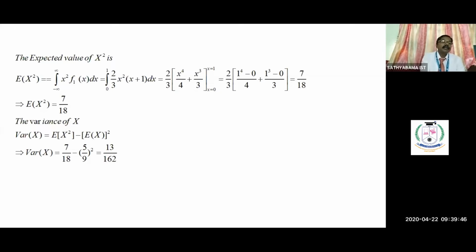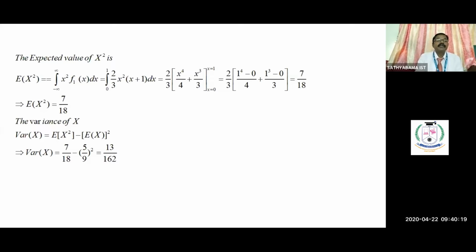Look at the second line, that is the integral from minus infinity of x square f1(x) dx. That is integral 0 to 1, 2 by 3 x square times (x plus 1). That x plus 1 is nothing but the marginal function. 2 by 3 is constant. x into x square is x cube. When you are integrating, it is x power 4 by 4. The same way we can substitute the upper limit. Upper limit is 1, so 1 power 4 minus lower limit 0, so 1 minus 0. That is 1. That is for the first term.